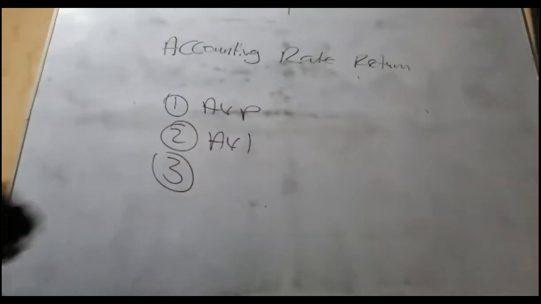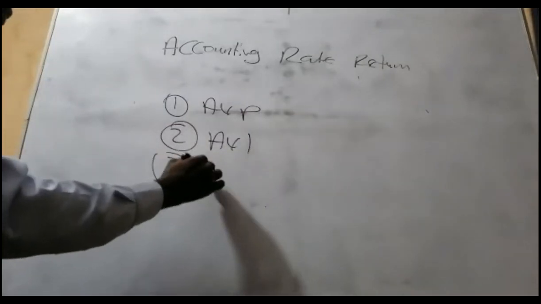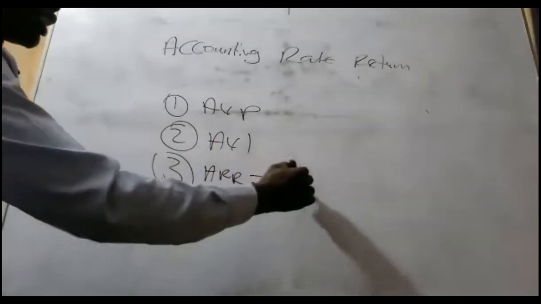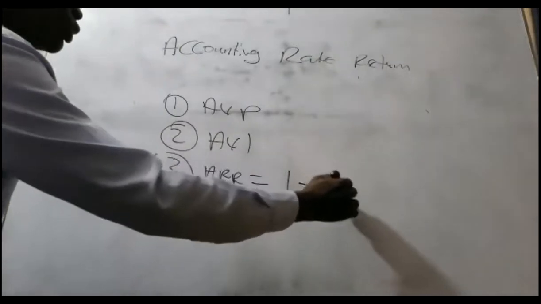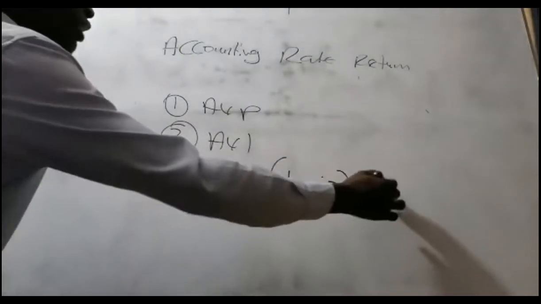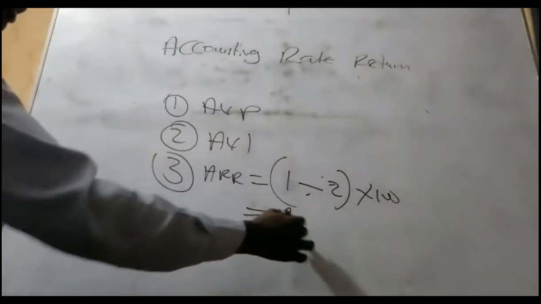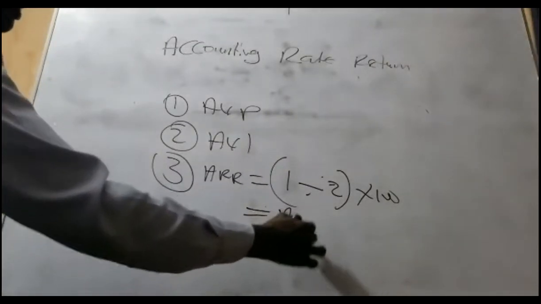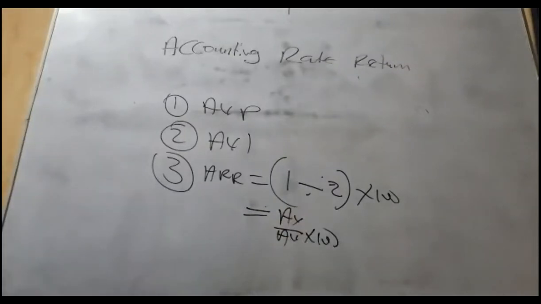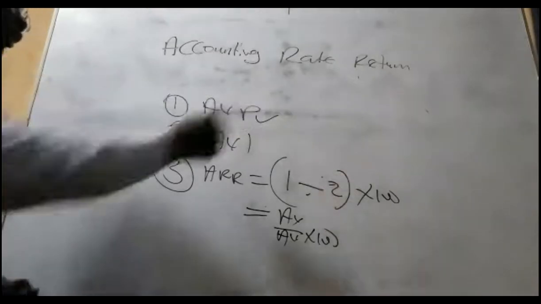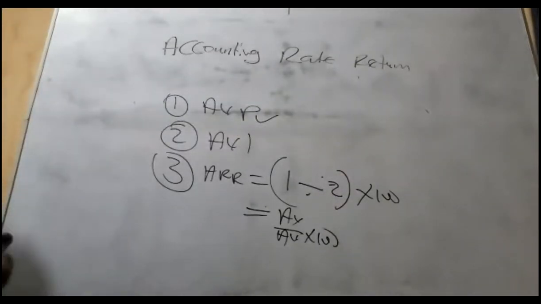That's all. So accounting rate of return will be equal to the final answer in step one divided by step two, all times 100. So, in short, accounting rate of return is equal to average profit divided by average investment times 100. We are done. And then we have to look through this. So, let's start with the average profit first.